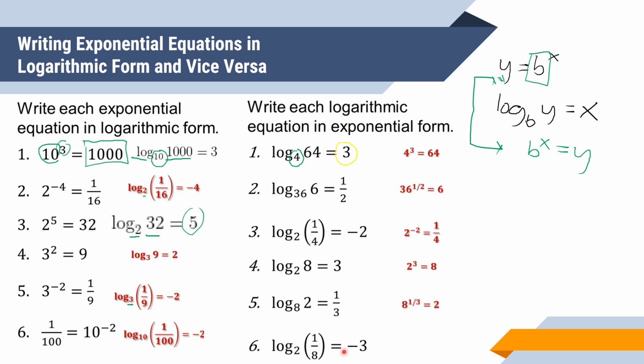And then the last one, we have base is 2. Exponent is negative 3. So we will have 2 raised to negative 3 is equal to 1/8. Why is it in black? But then again, this is the correct answer. Again, 2 raised to the negative 3 is equal to 1/8. So again, this is how we rewrite or transform exponential equations to its logarithmic form and vice versa.